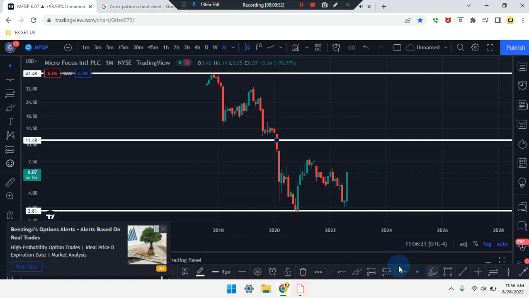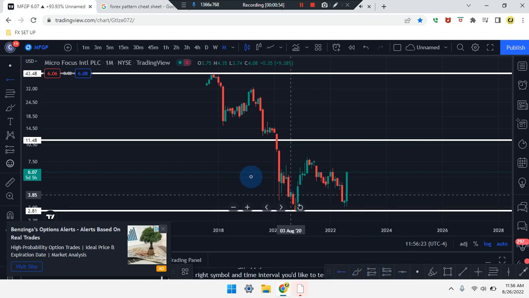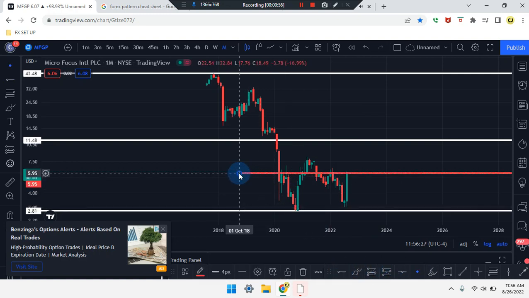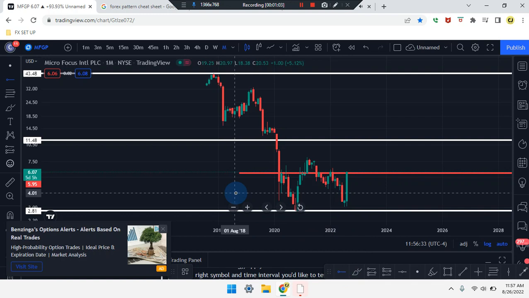midpoint, also adding second level lows, also adding third level lows.